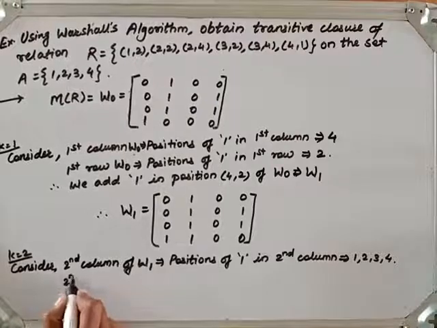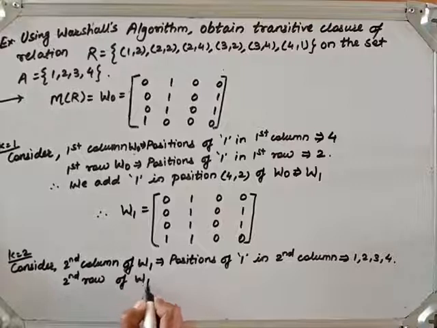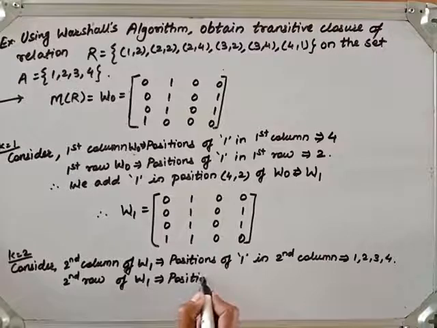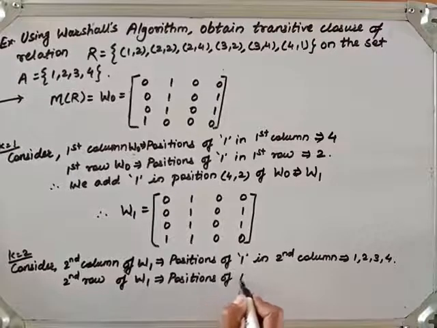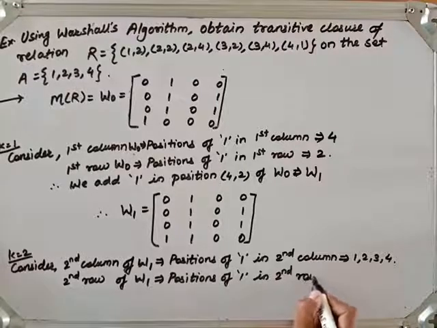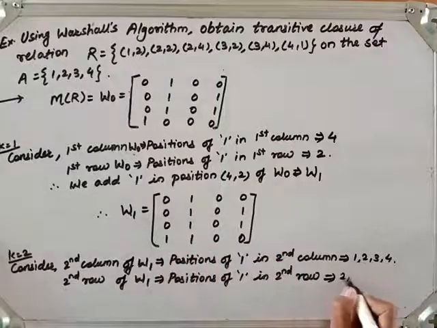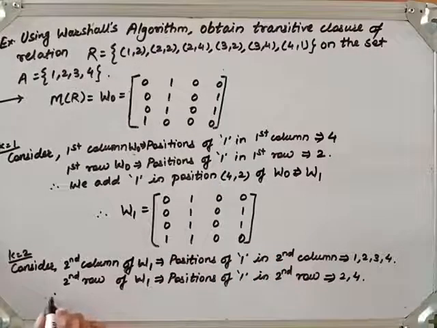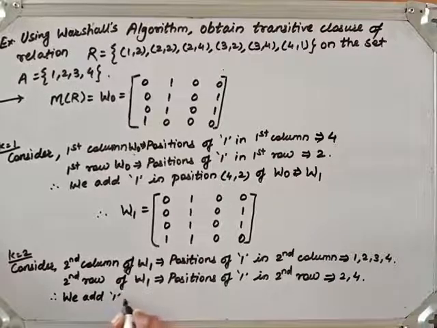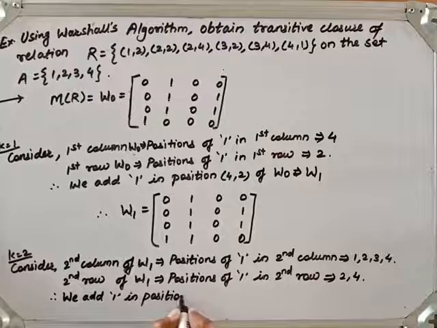Now the second row. Look at the second row of W1. That gives the positions of 1 in the second row, at positions 2 and 4. Therefore we add 1 in positions. Which positions? All pairs we have to consider.